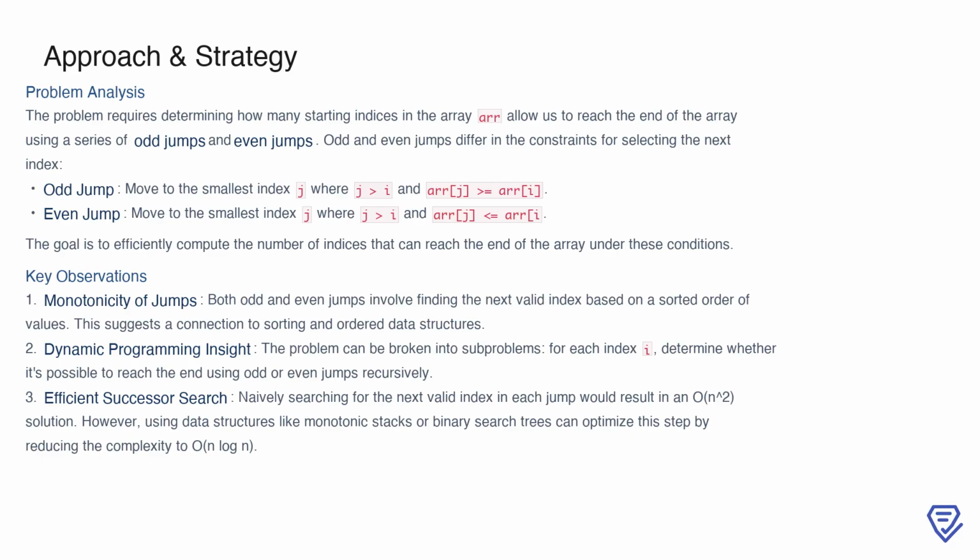However, a naive approach that checks all possible jumps for each index would be computationally expensive, requiring n² time. Instead, we can leverage optimized techniques like monotonic stacks or binary search trees to reduce the complexity of finding the next valid index, bringing the solution closer to n log n.